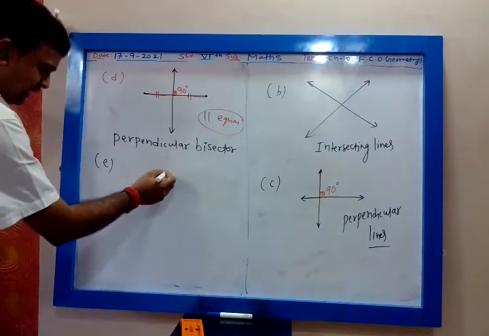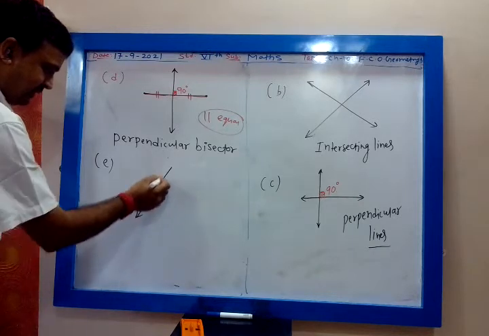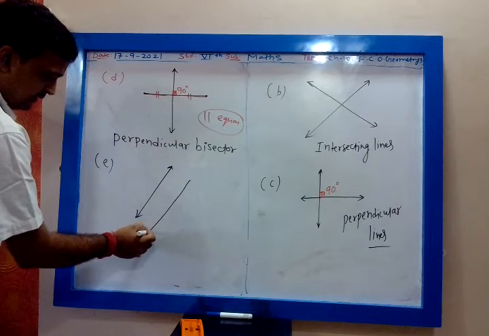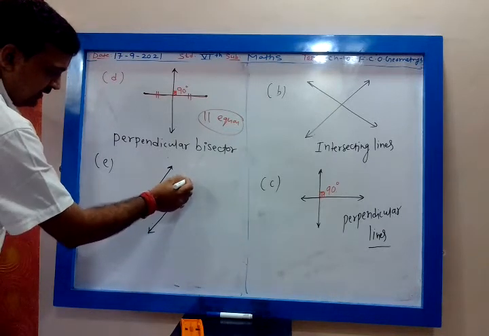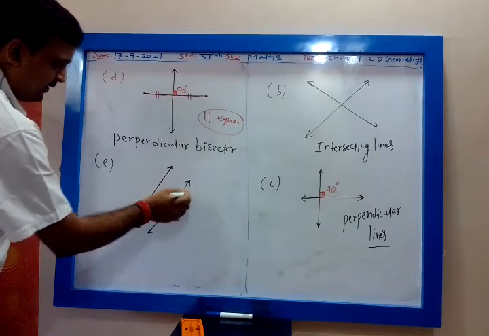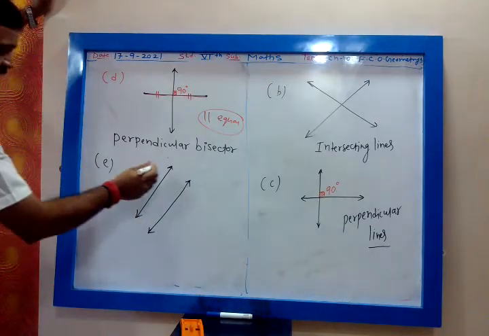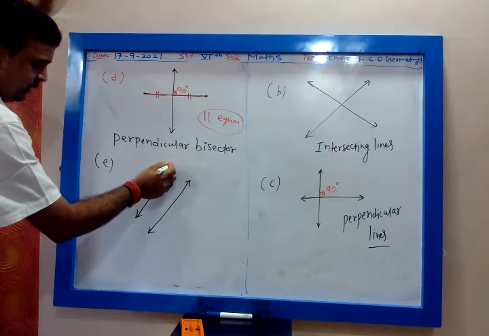Then next is E. You are given two lines. Whether they are intersecting or parallel. Parallel, because see, where arrow you extend.